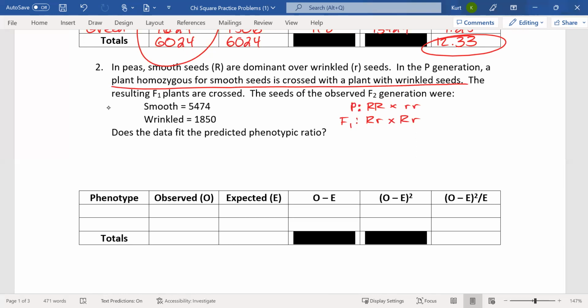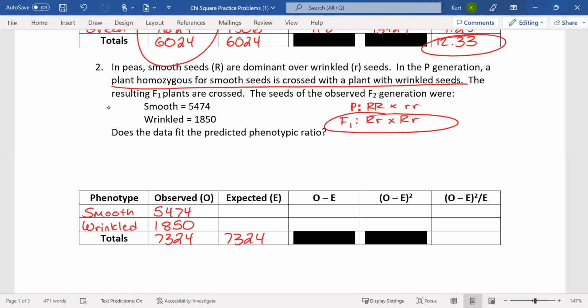The seeds of the observed F2 generation were smooth and wrinkled, 5474, 1850. So let's fill in some of these. What is 5474 plus 1850, please? 7324, thank you. All right, we have a heterozygote crossed with a heterozygote. So you've already done this once. What is the frequency of getting a dominant phenotype? 0.75 for dominant, 0.25 for recessive.